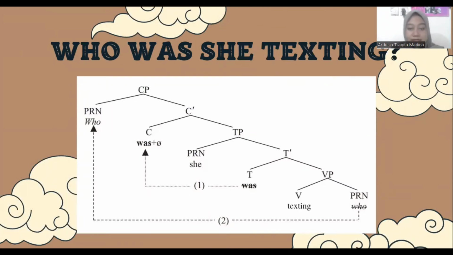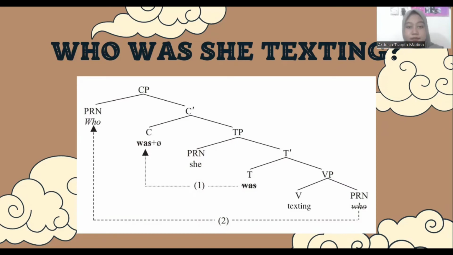So two different kinds of movement operation are involved in the example who was she texting. The first movement is the operation of head movement. The bold printed auxiliary was moves from the head T position of TP to the head C position of CP. And the second movement involves movement of an italicized WH expression from a position below C, here, as you can see in the tree diagram, from the complement position within VP into the specifier position in CP. And this is what we call WH movement.